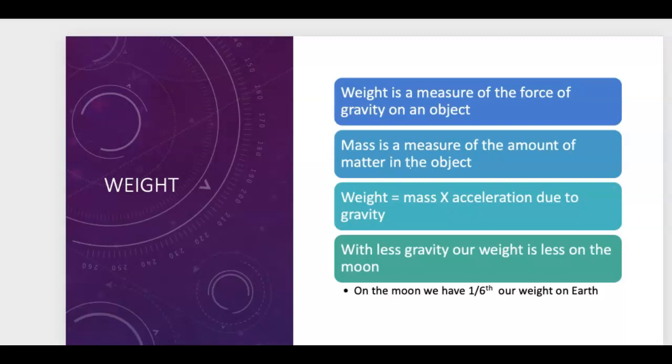So when you see the people out at the space station, they have less gravity acting on them because there's nothing out there holding them in place, so they can float through their capsule. That's why they have to be tethered when they go out to make repairs on it. Without that tether, they would float away.